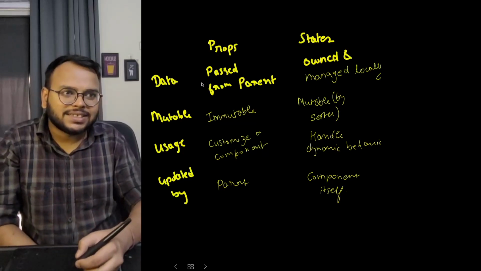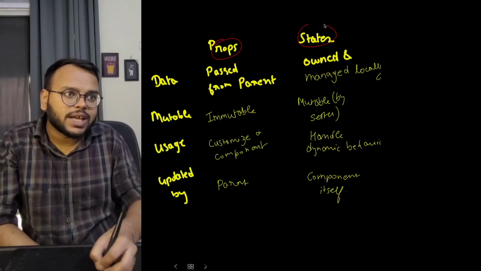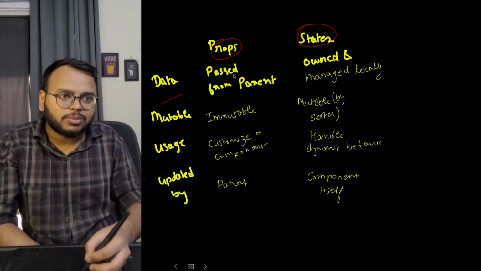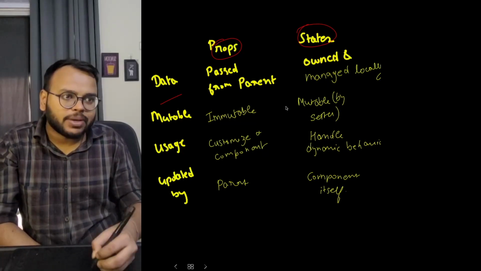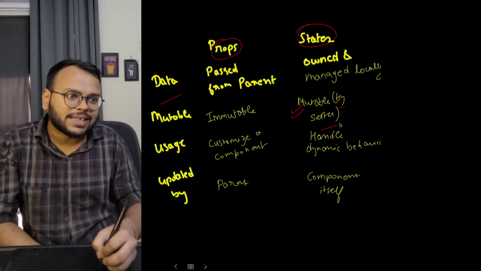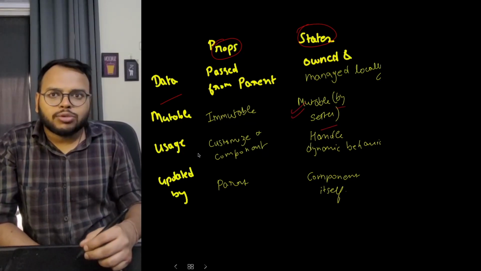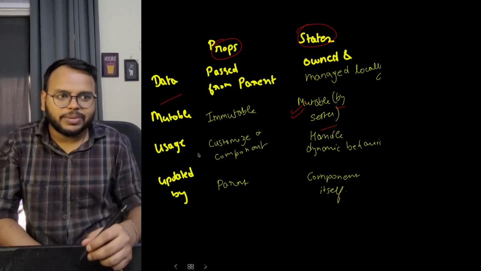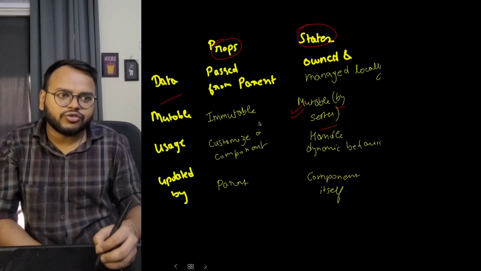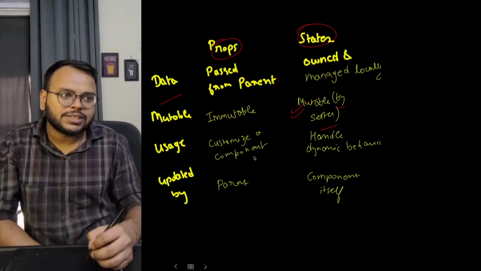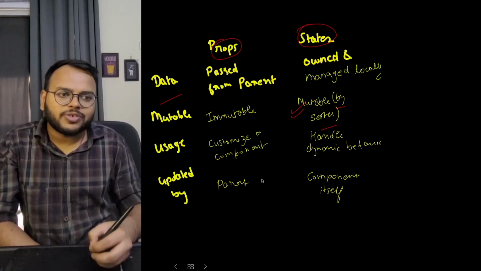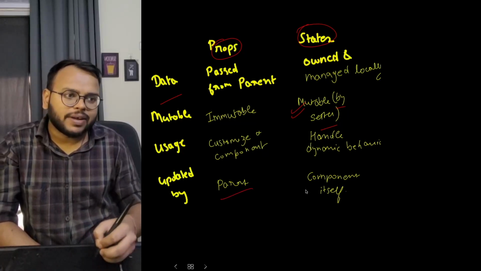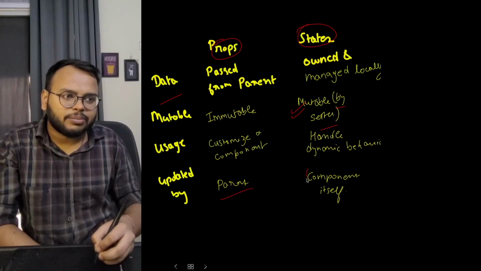Now let's understand some basic differences between props and states. Data in the props is passed from the parents. In states, data is owned and managed locally. Props are immutable while states are mutable by the setter function as we have discussed. The most common use of props is to customize the components, while states handle the dynamic behavior inside the component. Props are updated by the parent component while states are updated by the component itself.